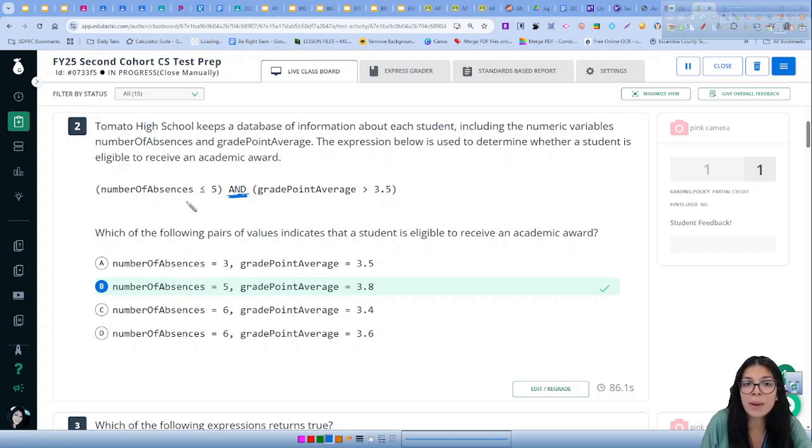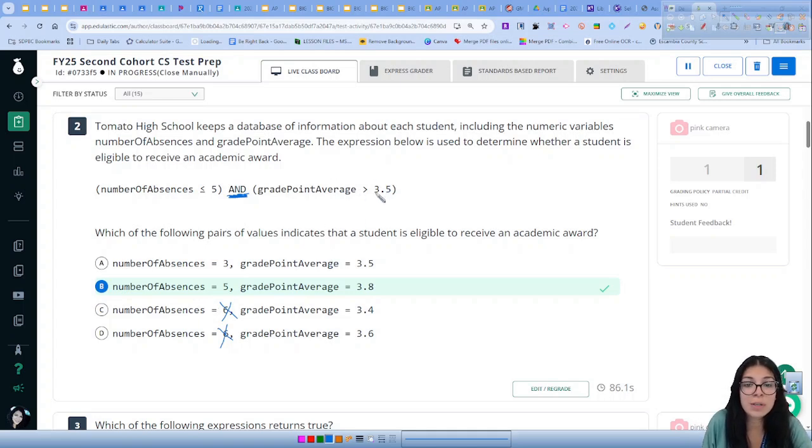So if the number of absences has to be less than or equal to 5, that means that any number of absences that doesn't meet that, for example, 6, would not be allowable because they have to be less than 5 or equal to 5. So 3 or 5 is fine because both 3 and 5 are either less than 5 or equal to 5.